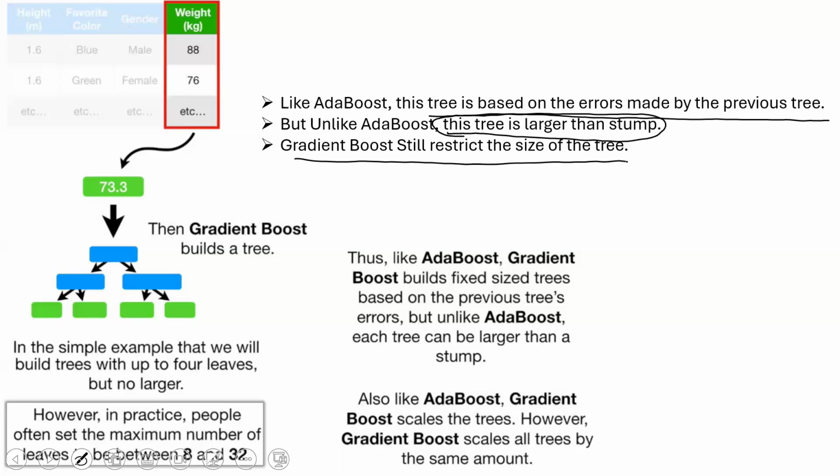So it's unlike AdaBoost. AdaBoost relies on only stumps, where there is one node and two leaves. Unlike AdaBoost, gradient boost will construct larger trees, but there is a constraint on the number of leaves. So the gradient boost trees are made in between the decision tree and the AdaBoost stump. There will be a restriction on the number of leaves that you construct in gradient boost.